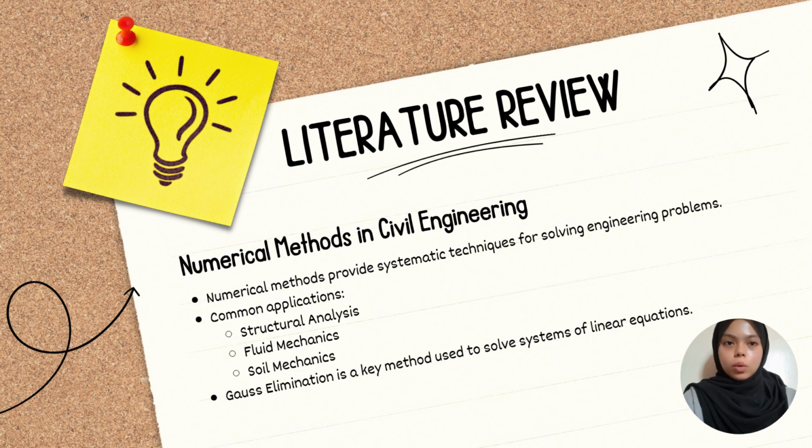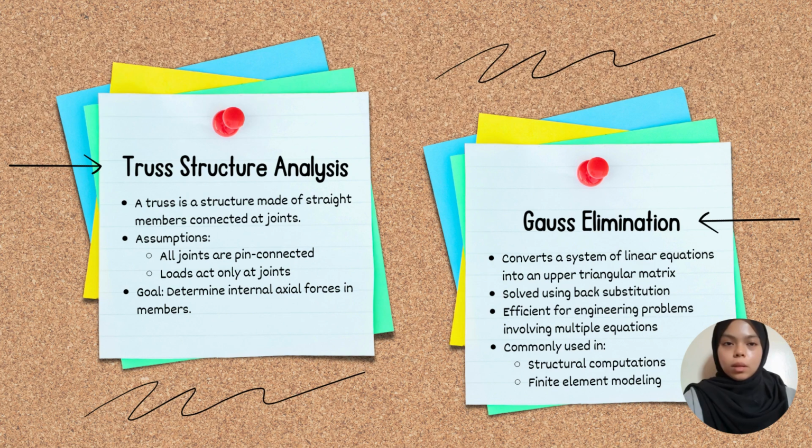Literature review. Numerical methods in civil engineering. Numerical methods provide systematic techniques for solving engineering problems. Common applications: structural analysis, fluid mechanics and soil mechanics. Gauss elimination is a key method used to solve systems of linear equations. Truss structure analysis. A truss is a structure made of straight members connected at joints. Assumptions: all joints are pin connected, loads act only at joints. Goal: determine internal axial force in members.